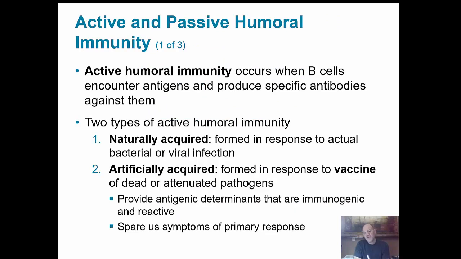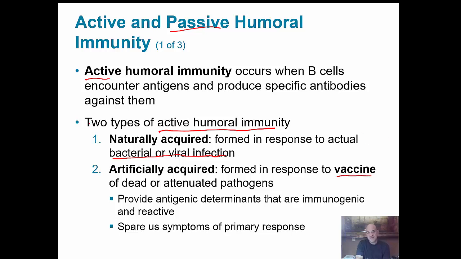So active humoral immunity occurs when B cells encounter antigens and produce specific antibodies against them. And so what we're going to be doing here is comparing active humoral immunity to passive. So these are different types of humoral immunity. Looking at active, there are going to be 2 types of active humoral immunity, and the first one is naturally acquired. So this is formed in response to an actual bacterial or viral infection. And then we have artificially acquired, and this is formed in response to a vaccine.